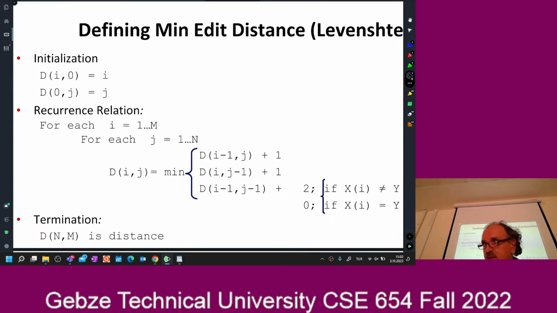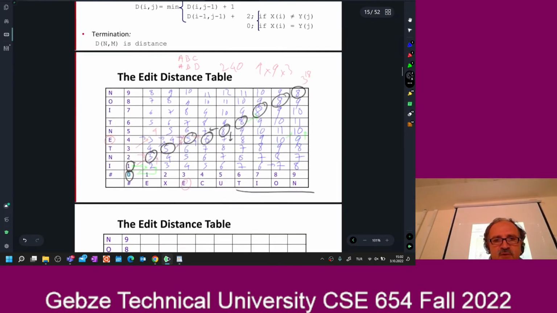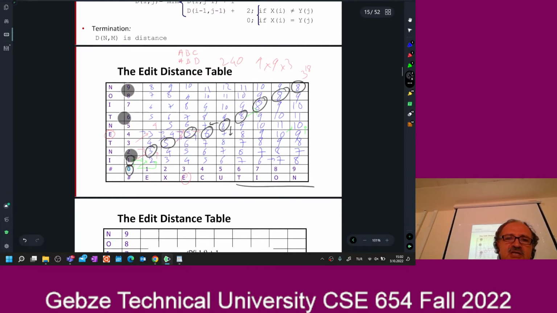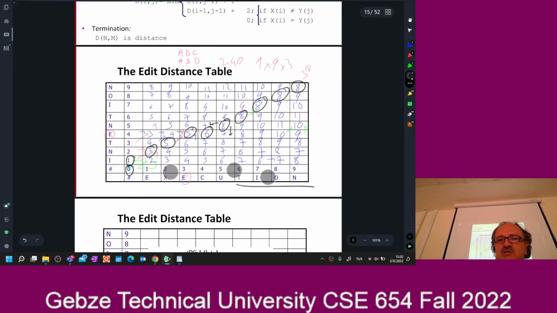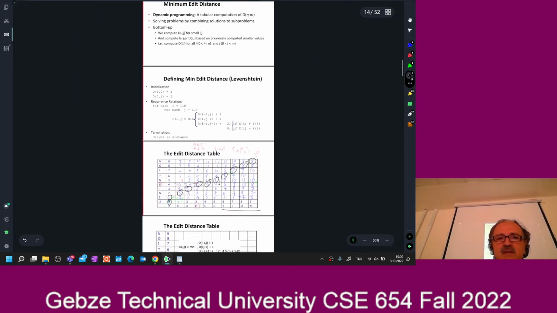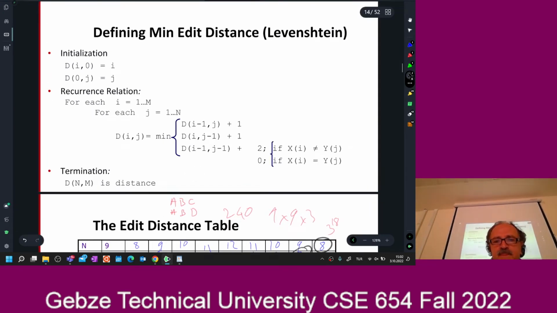Fill in the first row and first column with 0, 1, 2, 3, 4, 5, 9, because you are not doing any substitutions. These are all deletions. I am eating these letters one by one, and I am inserting them one by one, right? So these are all the base cases.